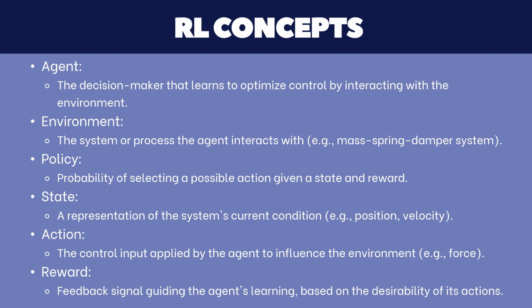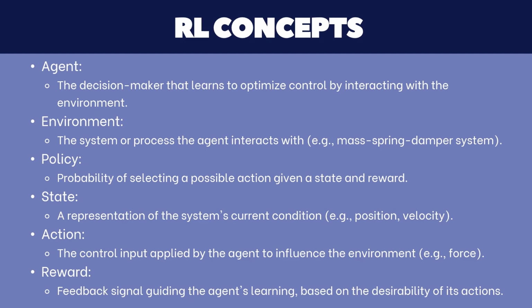Then there's the policy. This defines the probability of selecting a specific action based on the current state and the rewards received. Think of it as the agent's strategy for choosing the best possible action in any given situation. The state represents the current condition of the system. For instance, in our case, the state might include details like the position and velocity of the mass.